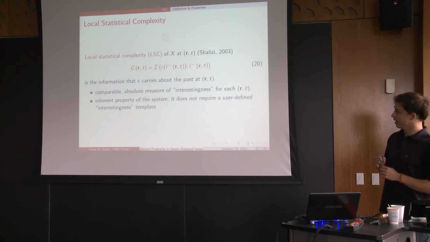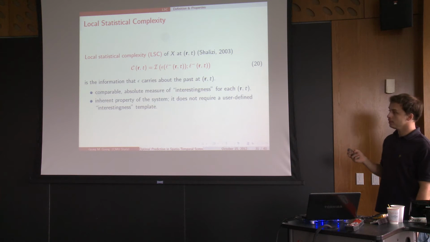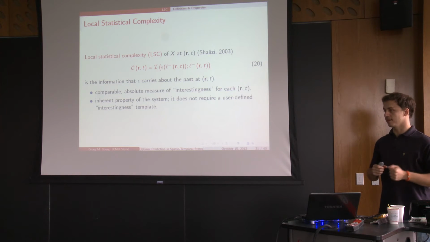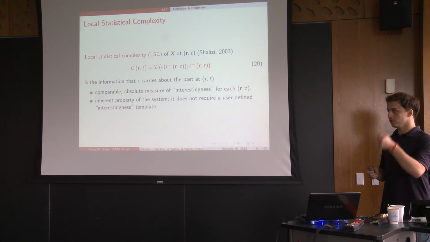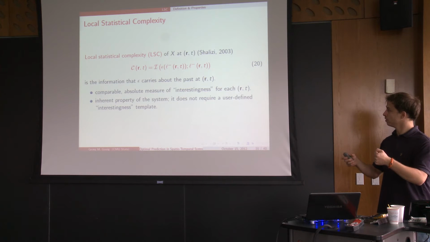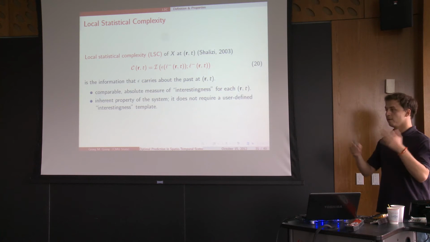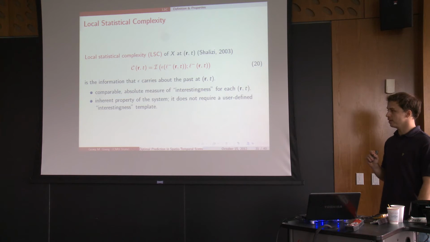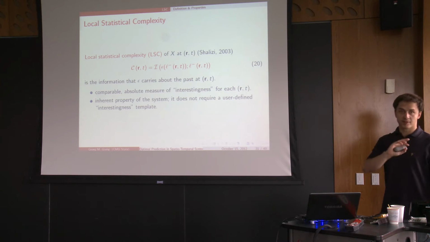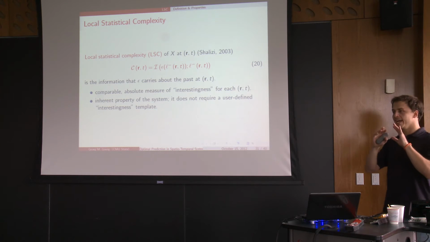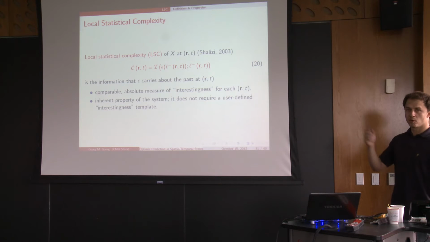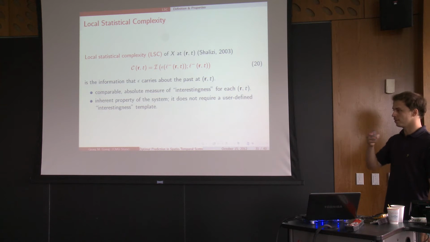Shalizi again introduced local statistical complexity, defined as the information that the predictive state epsilon carries about the past. This is the information between the state and my past light cone. It's a comparable absolute measure of information interestingness for each point in space-time. And it's a property of the system. It's not because I defined, oh, I want to look for this frequency or I want to look for high variance. It's a property of the system based on information theoretic considerations.